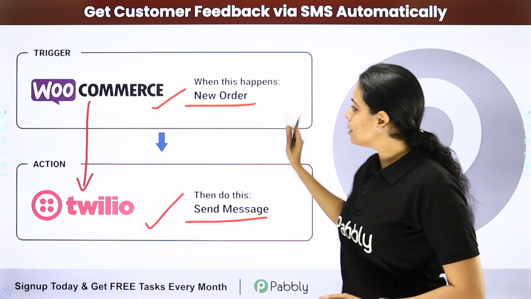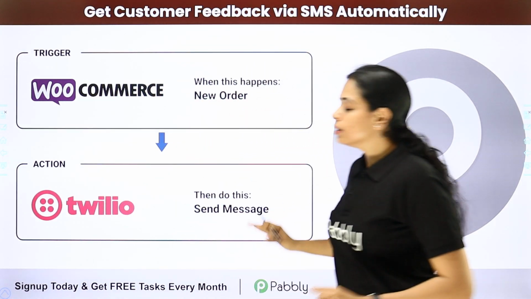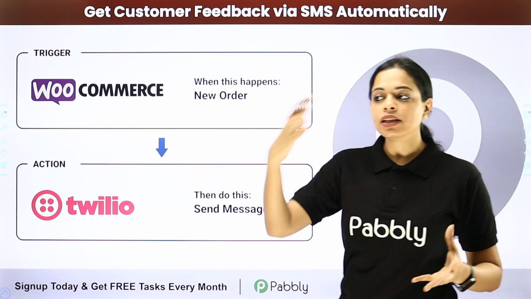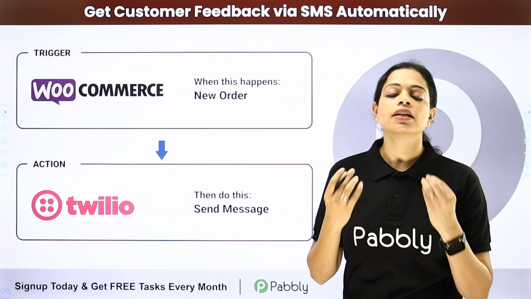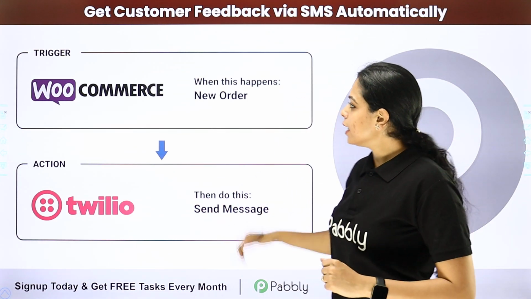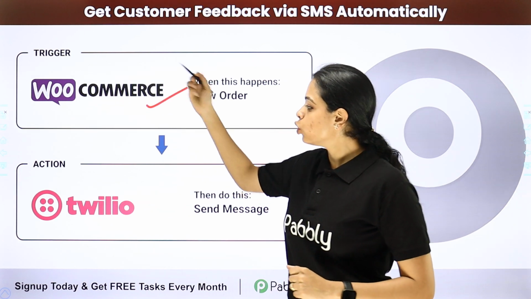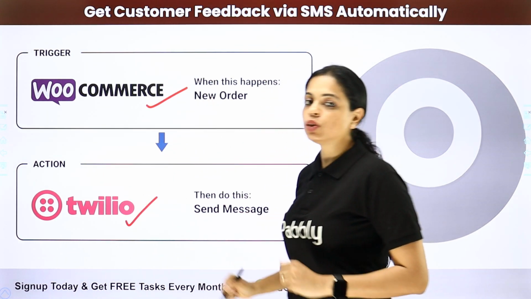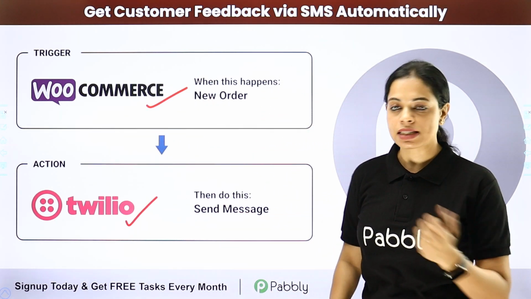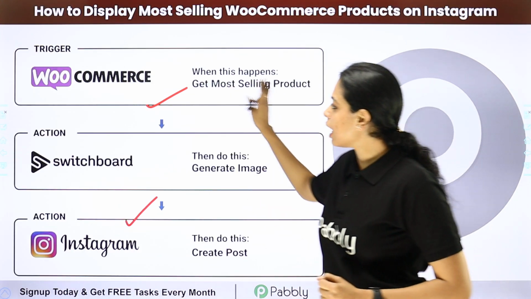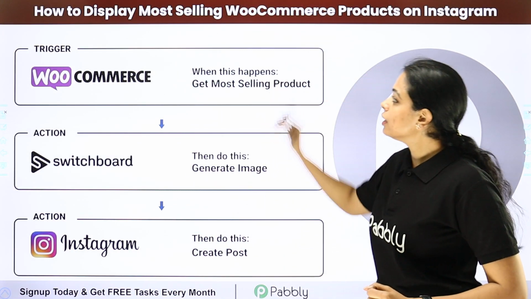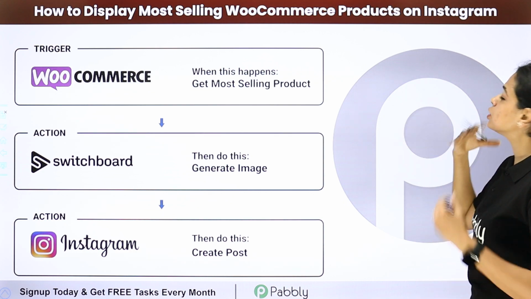Now the second example that we have here is the same thing, but instead of sending a WhatsApp message, we are sending an SMS, okay? So again here, the trigger application will be WooCommerce and your action application will be Twilio, which helps you in sending SMSs. The next one we have is how to display the most selling WooCommerce products on Instagram.